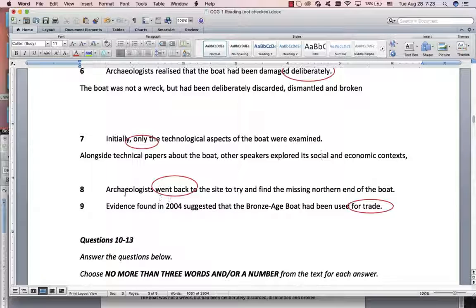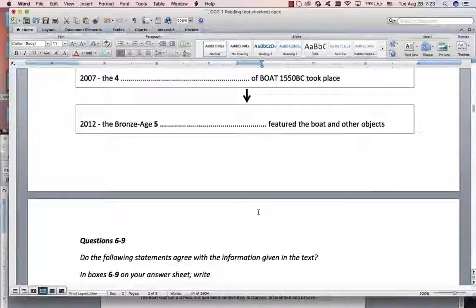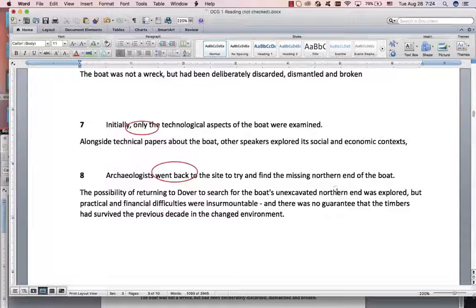Great, next one. The archaeologists went back. Did they go back or did they not go back? Northern end of the boat, that's your scanning language. That will help you find the target sentence. But this is your target language, and it's this big sentence over here. I'll copy and paste it. Right, so there's our scanning language that makes sure we're in the right sentence.